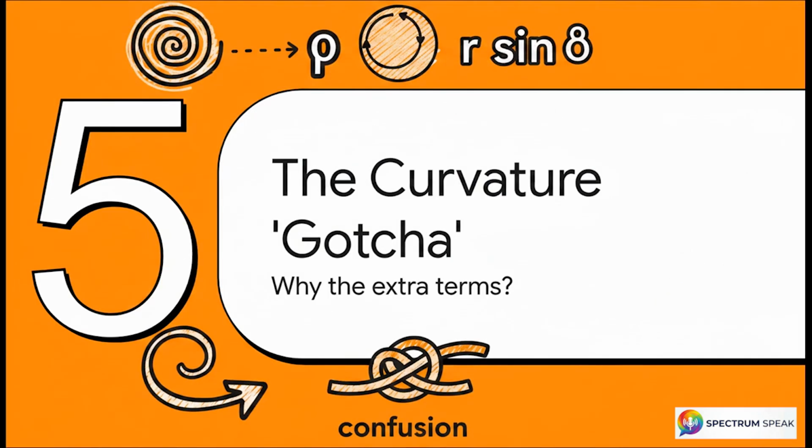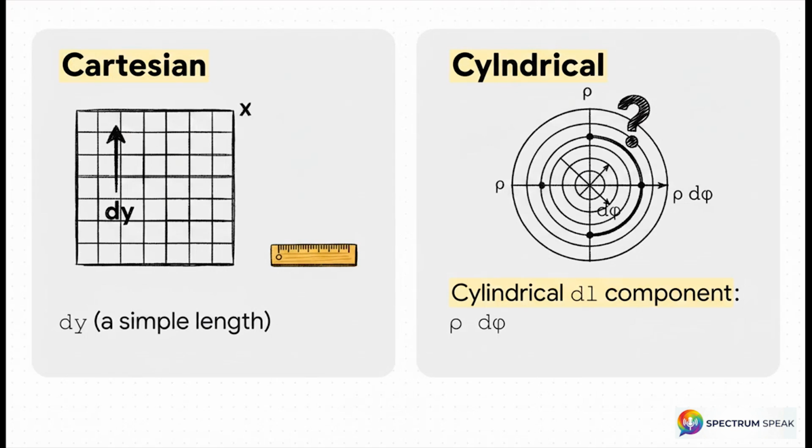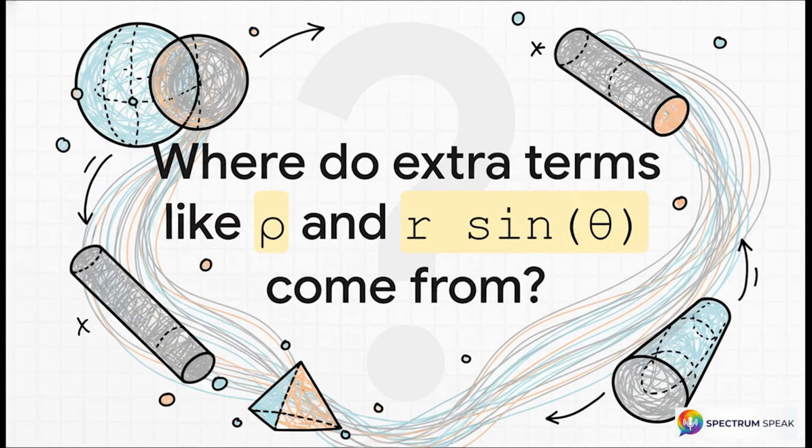Okay, so let's tackle the biggest point of confusion for pretty much every student. Those weird extra variables like rho and r sine theta that seem to just pop up out of nowhere in curvilinear coordinates. Where on earth do they come from? When you look at the dL formulas side by side, it becomes super obvious. In Cartesian, a little step in the y direction is just dy. It's clean, it's simple. But then you look at cylindrical, and a step in the phi direction is rho dφ. Wait a minute. Why is there an extra rho there? It's not just an angle, is it? It's a length. So this is the key question we need to answer.